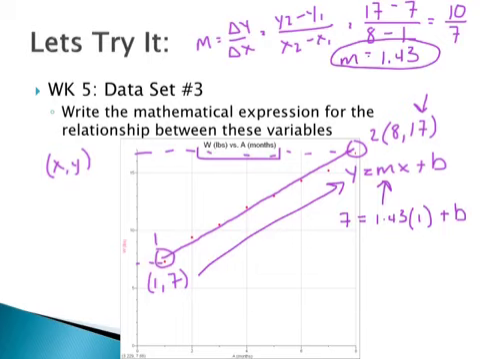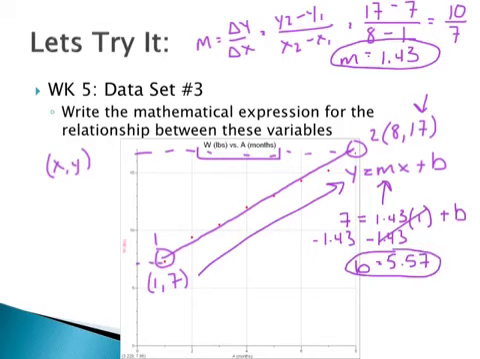So solving for b would be 7 minus 1.43 times 1. To get b by itself, I want to subtract this over, which would just be 1.43. And that's going to give me b. And b is going to equal 5.57. Okay, so I've now calculated m and b.